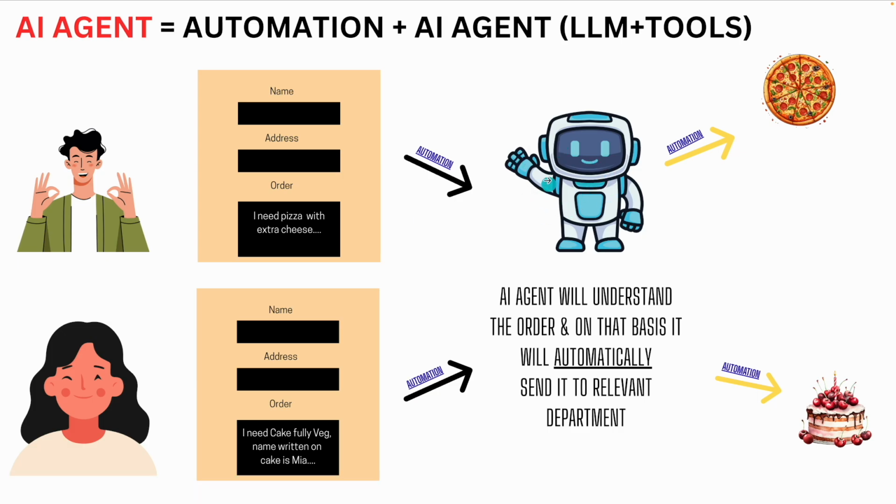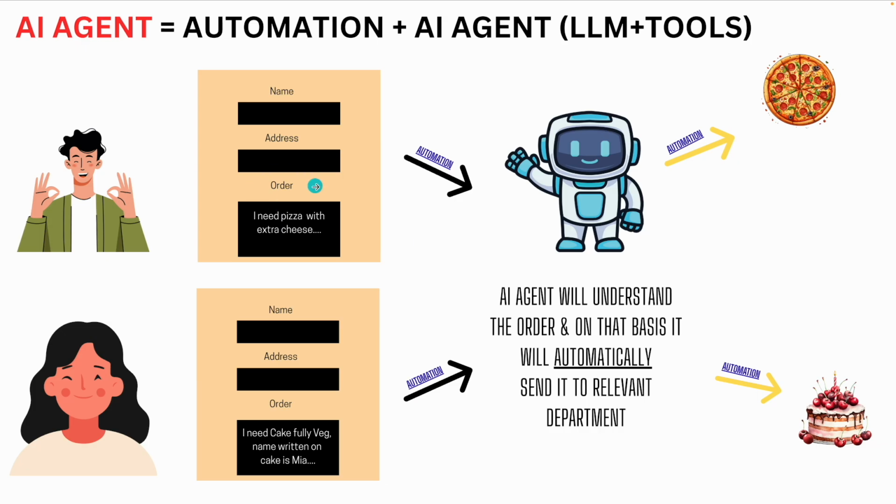Now what will this robot do? Through the automation message it has received, the AI agent will understand, because it has a brain like a human. It will understand which order it is. Is it related to pizza or related to cake? So now the AI agent will understand the order, and on that basis, now focus here, it will automatically send it to the relevant department. Automatically it will send to the pizza department, and automatically it will be sent to the cake department.